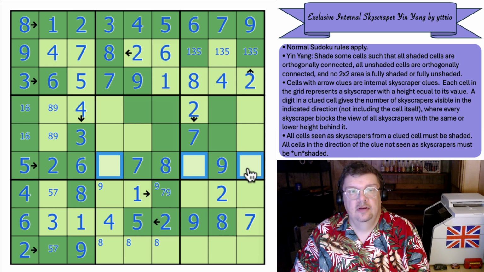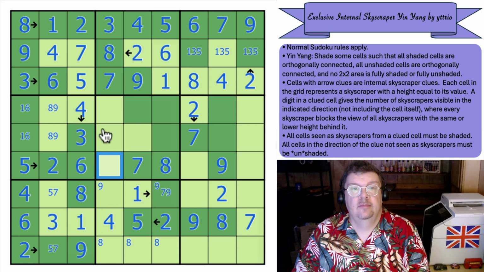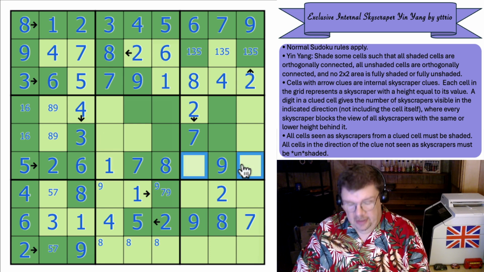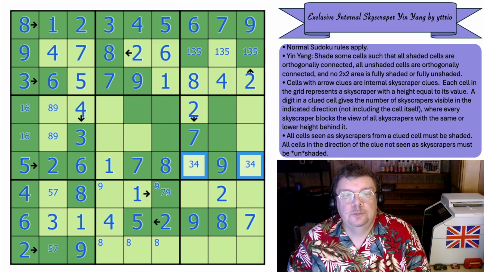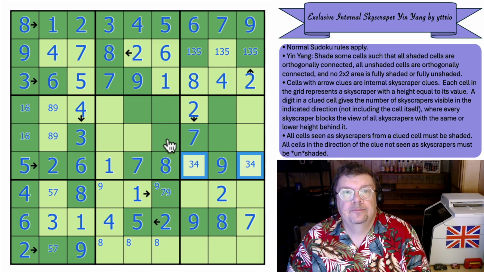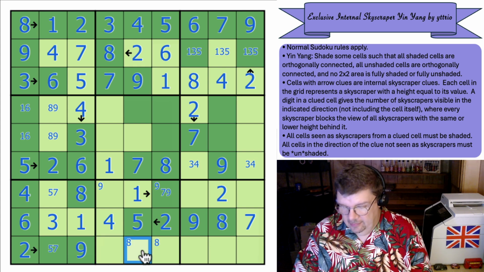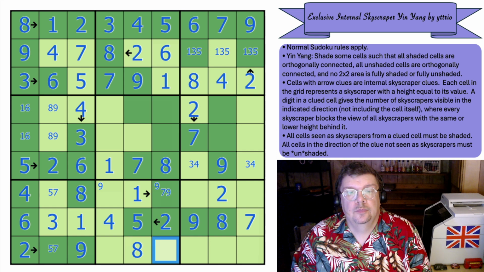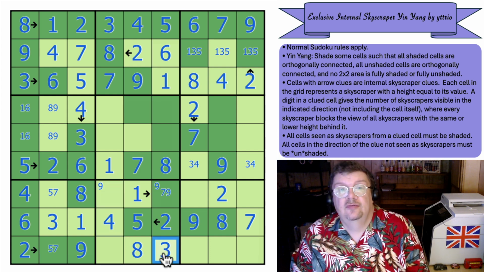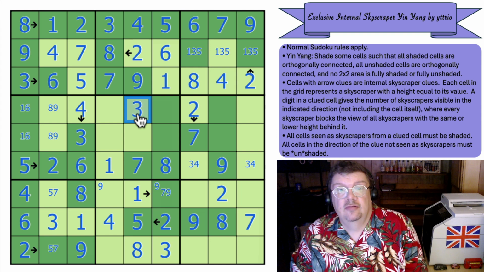These 3 digits are 1, 3, and 4. And that's the 1 because it can't be 3 or 4. So that's a 3, 4 pair. 8 is looking down. That's not an 8. 8 is looking down. So that's the 8 there. Three is looking down there, so this is the only place for a 3. That makes this a 3 here.